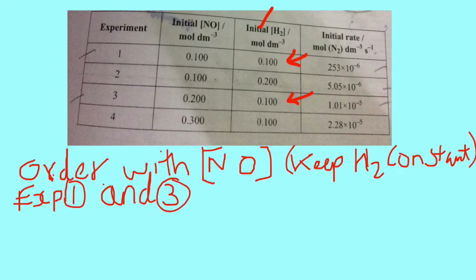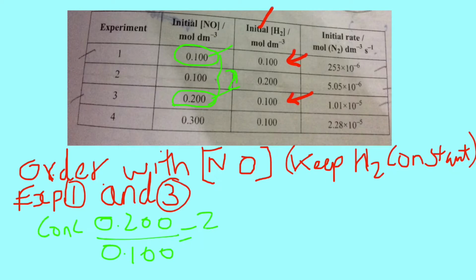So let's take the values. In experiment 3 it is 0.2 and in experiment 1 NO was 0.1. So we will take 0.200 in the numerator and 0.100 in the denominator. So we will get the answer as 2. That means the concentration is doubled. So this is for the concentration we found for NO. So what happens to the rate? Now for the same experiments 1 and 3 we will do the same thing. We will divide and we will get the rate.